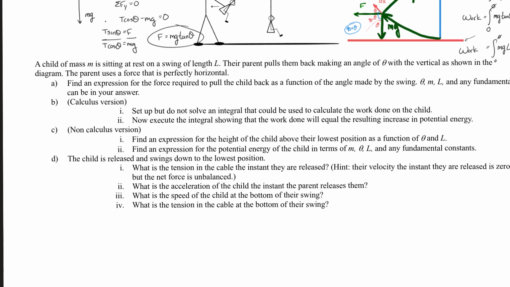All righty. Now the rest of this problem is actually easier, and I hope you will agree. The child is released and swings down to the lowest position. What is the tension in the cable the instant they are released? Be careful here. I did screw this up in 5th period a bit. Tension, weight. The instant they are released, their velocity is 0, but their acceleration is not 0, right? They're going to instantaneously begin to change speed, right?